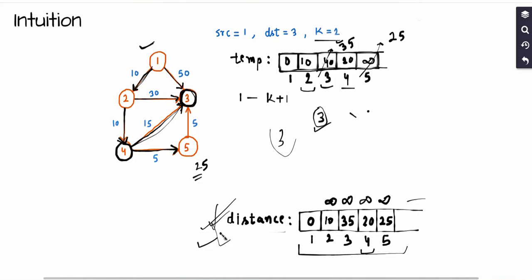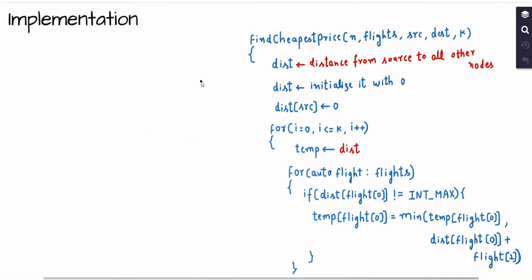Fine. And this is my final distance array. Let's see the implementation of this approach which I explained here in the next slide. So this is my find cheapest price function, which takes in the number of flights, the flights array itself, the source city, the destination city, and the maximum number of intermediate stops allowed.